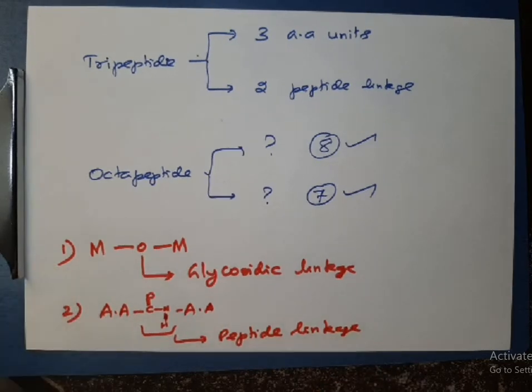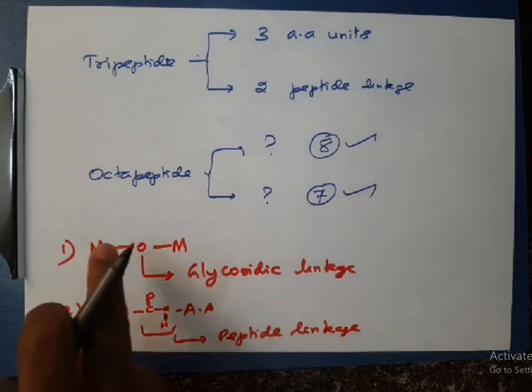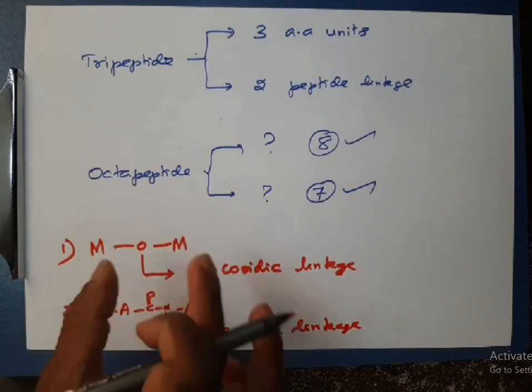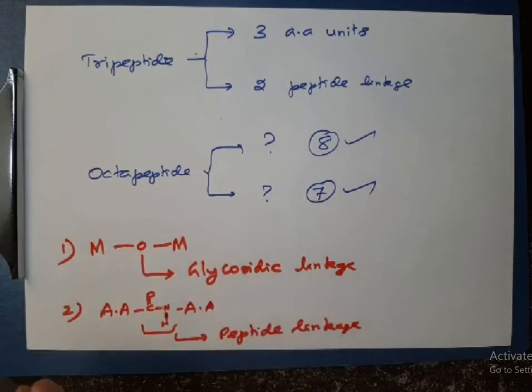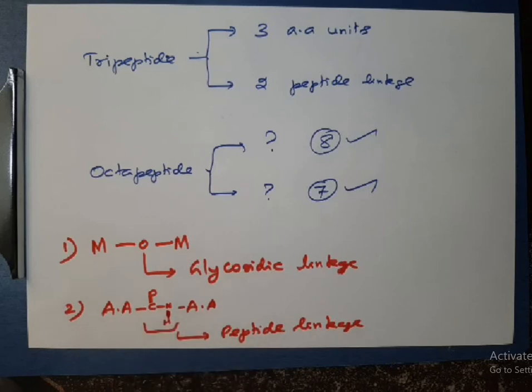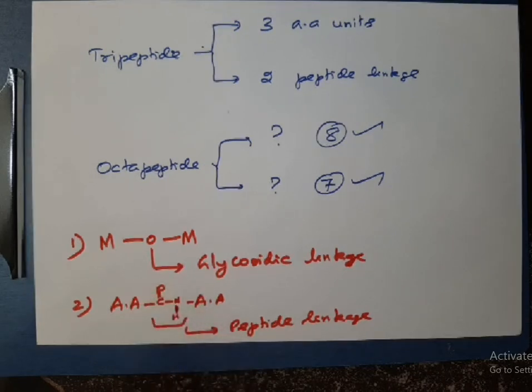Okay, don't forget this. In carbohydrates, two monosaccharides are connected by a glycosidic linkage, whereas in polypeptides or proteins, two amino acids are connected through an amide. This linkage is called a peptide linkage. It is actually an amide, but we call it a peptide linkage. If two amino acids are joined together through an amide linkage, we call that linkage a peptide linkage.